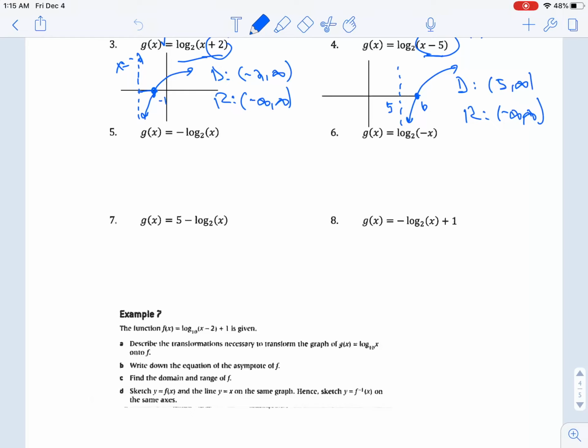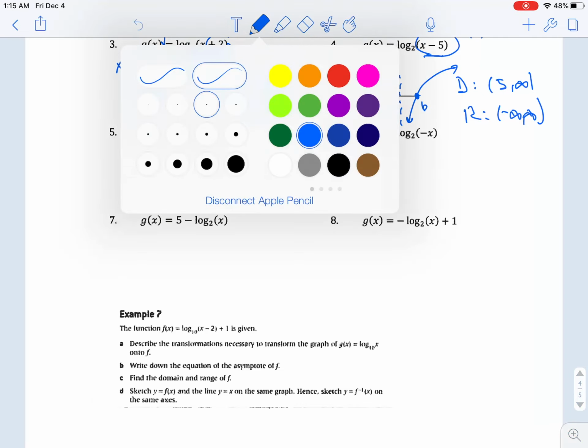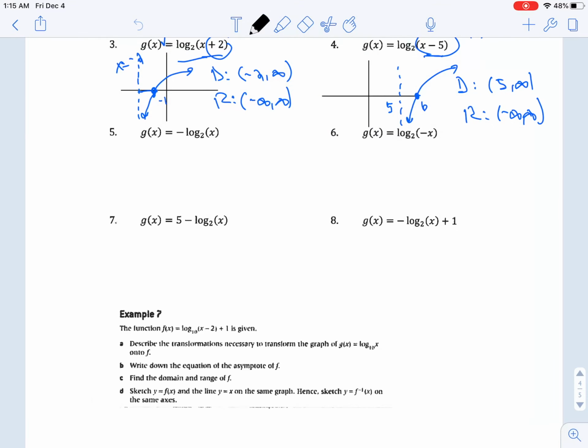This is video 5 of our work with logarithmic functions, and we're going to finish up the last few examples here. So in the next problem, again, we're doing rough sketches of these graphs. We have negative log base 2 of x. And just remember that the negative that's outside, everything that's outside is vertical.